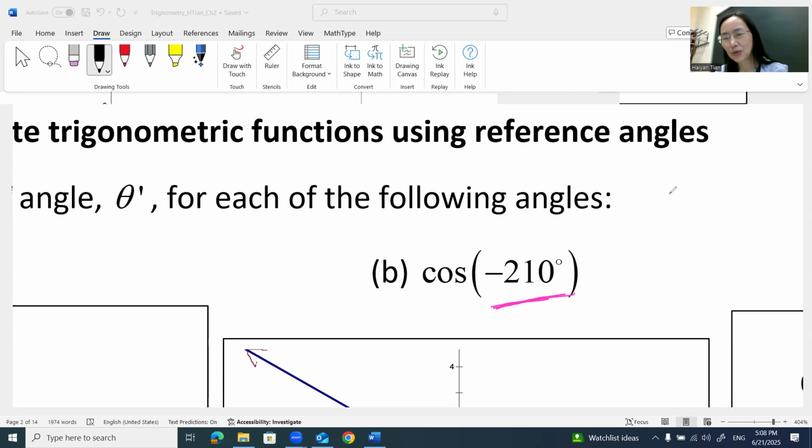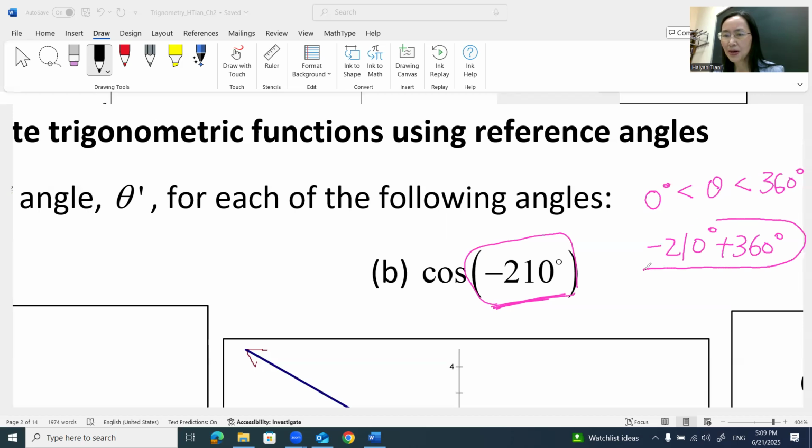This is negative, right? We want to convert it. We want to find another angle that is coterminal with this angle. So first of all, we want to find an angle that is in this range between 0 degrees and 360 degrees. So negative 210 degrees, if we add a complete rotation, we get positive. So this will result in a positive angle after we add a complete rotation.